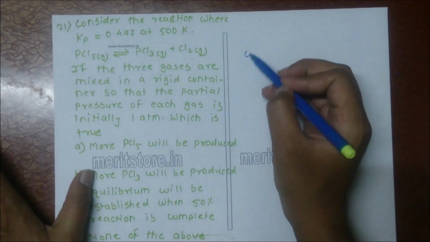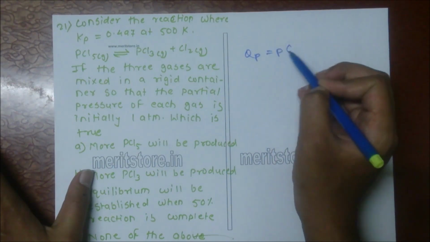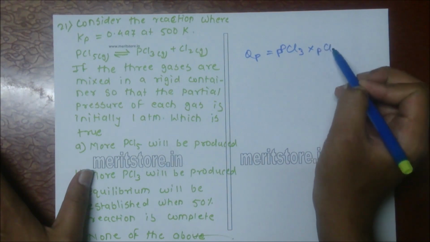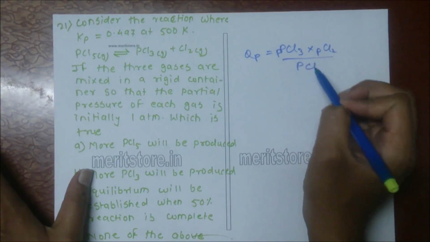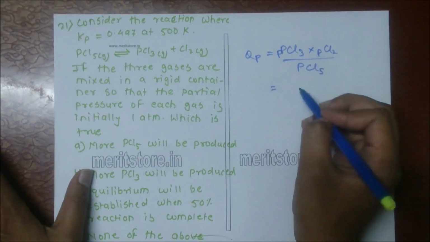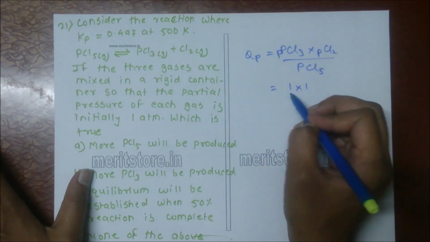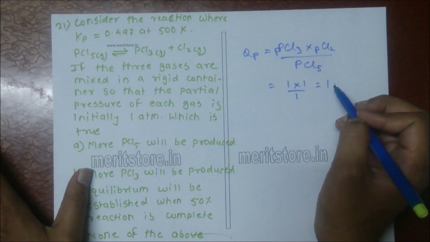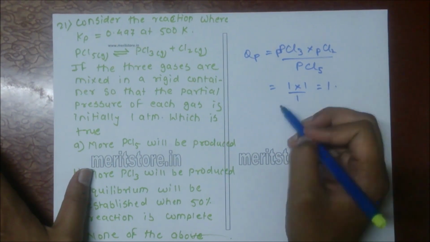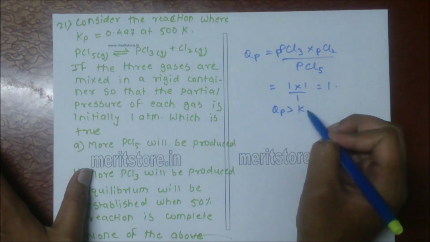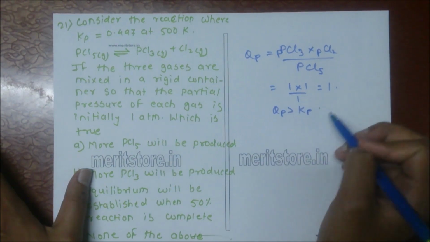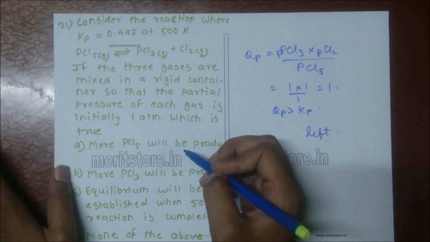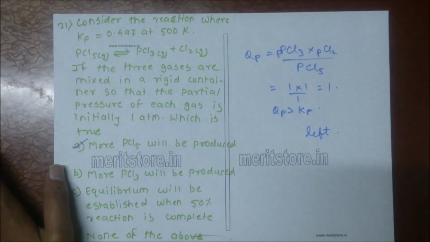So from the given equation we can write Qp is equal to the partial pressure of PCl3 into Cl2 divided by PCl5. So we can write it as 1 into 1 upon 1, which is equal to 1 atmosphere. Since Qp is greater than Kp, the equilibrium will shift towards the left hand side. So more PCl5 will be produced. So option A is the correct answer.